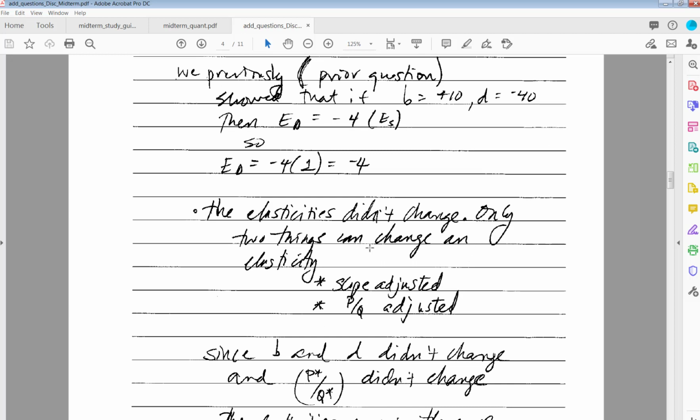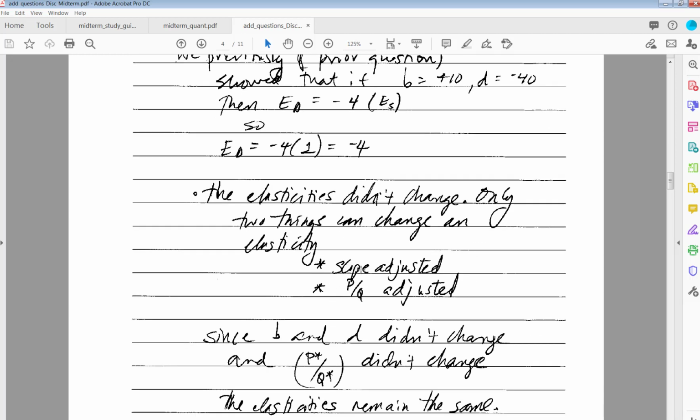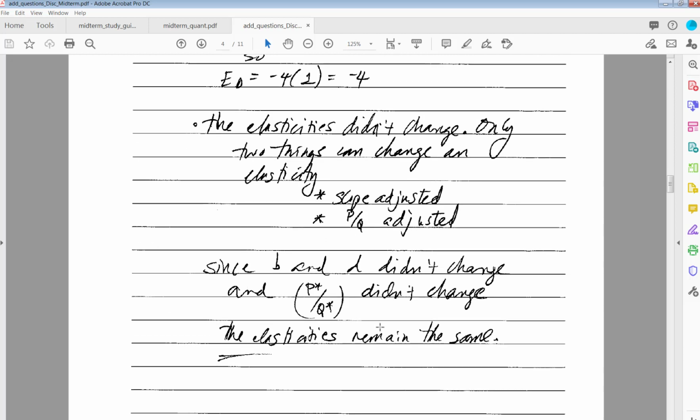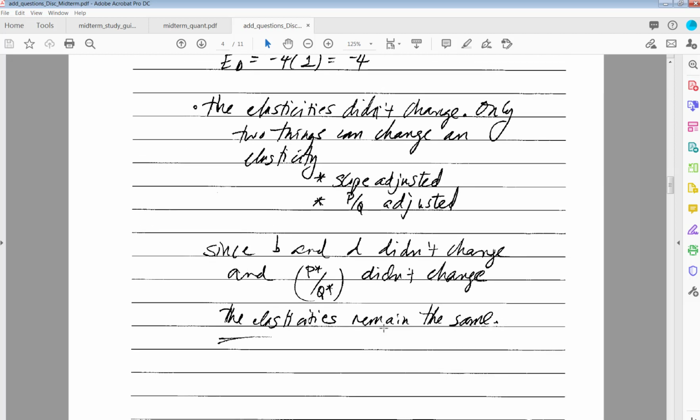Remember, only two things can change an elasticity. One or both of the slopes make adjustments. The price response actually changes, or the ratio of the price to the quantity at equilibrium adjusts. Neither one of those changed in this problem. Remember that we had 10 over 100 and then we changed it to 11 over 110. Both those ratios stayed the same, and so since those don't change, the elasticities remain the same. So what does that mean? It means that any taxes you add after the income subsidy, the response is exactly the same as if you're looking at the previous market.